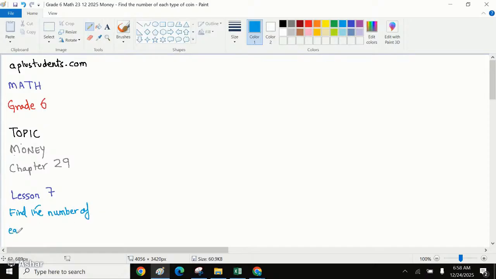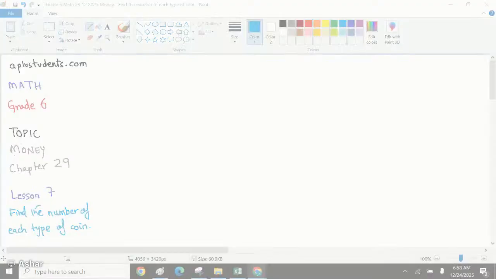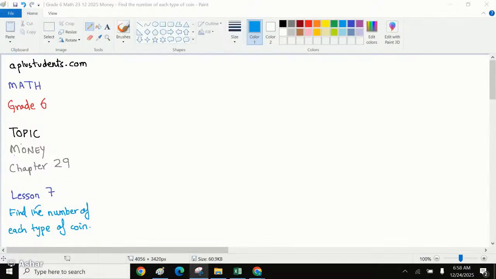of each type of coin. So we will deal with coins today, right? We will see how many coins would be equal to what amount. Okay, so let's go to our lessons. Chapter number 29, lesson number 7, right? So I'll just copy the question on the screen so that we have it there. Let me just copy this.